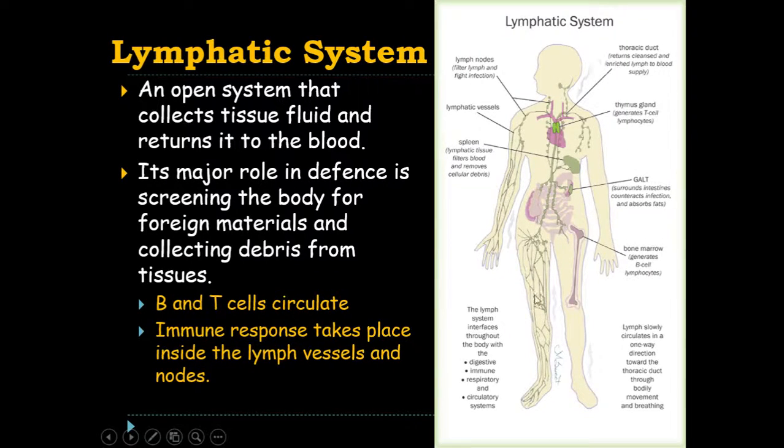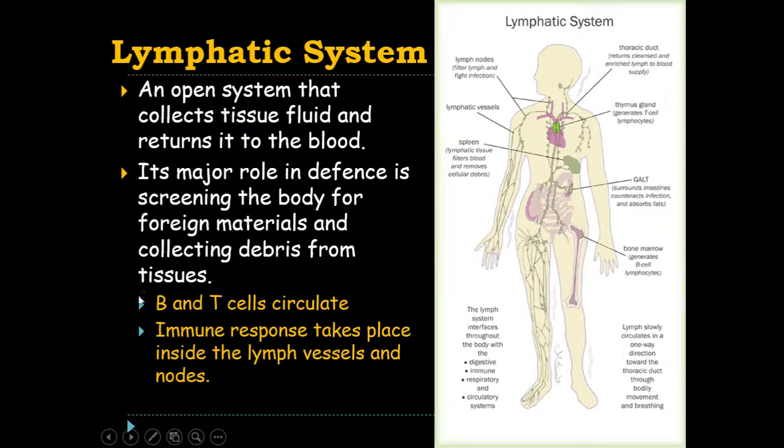So there's a nice picture here of the different parts, so definitely take the time to make sure that we know where the lymph nodes are, where the thoracic duct is. The thymus gland is definitely an important one to know. The bone marrow as well is definitely important to know. The spleen, and the way that it works with the circulatory system.